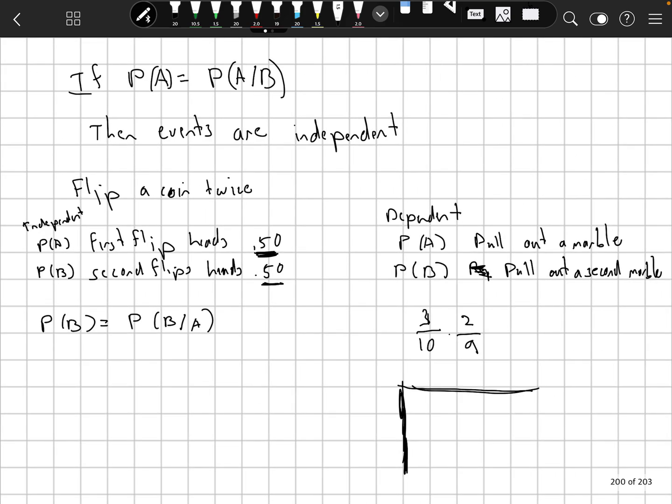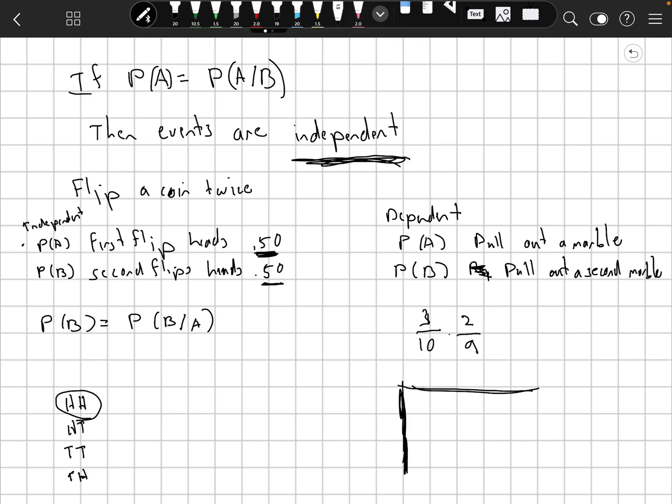So let's switch over here. If the probability of A equals the probability of A given B, then the events are independent. That means they have no bearing on each other. Here's an example. Let's say you flip a coin twice. The first flip is the probability of A, and you want to know the chance of getting 2 heads. You can think of your sample space: head, head; head, tail; tail, tail; tail, head. So the chance of getting 2 heads looks like it's going to be 1 in 4.